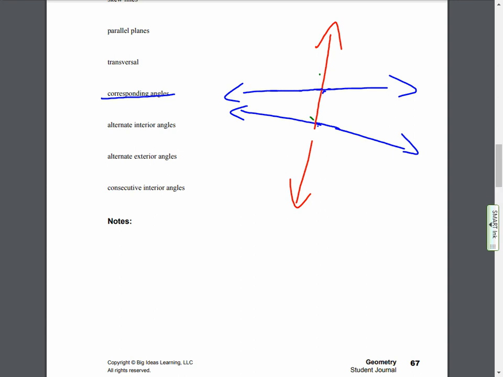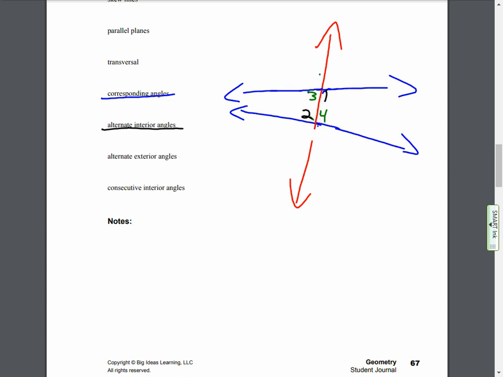Alternate interior angles. Alternate meaning opposite sides of the transversal, and interior meaning inside those blue lines. So it's really, we'll go black here, 1 and 2. Those are alternate interior angles. Okay, they're inside those blue lines, and they're on the opposite sides of the transversal. That's what alternate interior angles are. Okay, another example here in green, 3 and 4. Those are alternate interior angles.